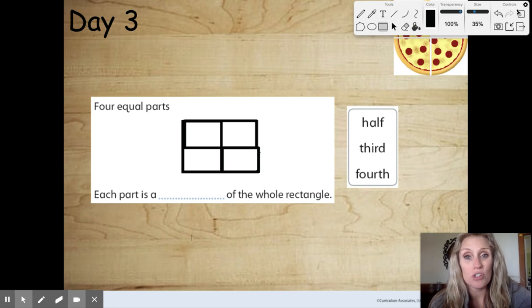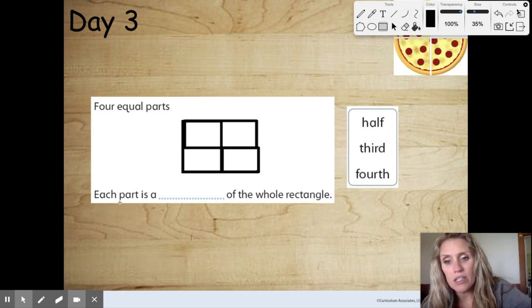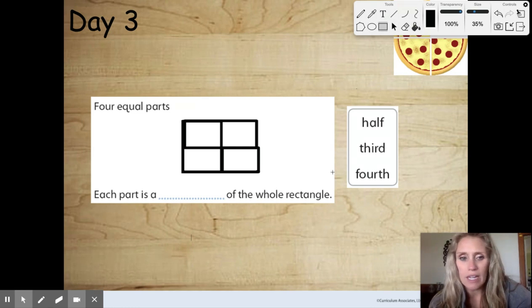We would love to see you share that on the Google Classroom or maybe with your teacher in your Google Meet. There's one last part of the problem here. It says each part is a blank of the whole rectangle. And I have a word bank over here, so I want you to think of what would sound right and look right. So it's either each part is a half of the whole rectangle, each part is a third of the whole rectangle, or each part is a fourth of the whole rectangle. So that's why my words are over here. It's a little word bank I should be thinking of.